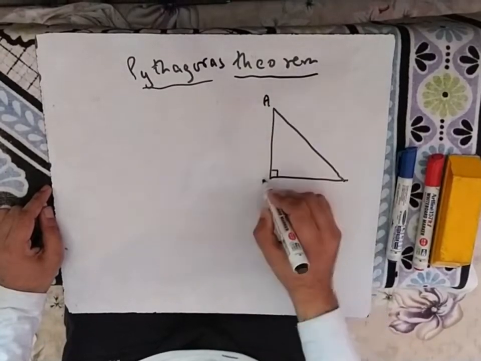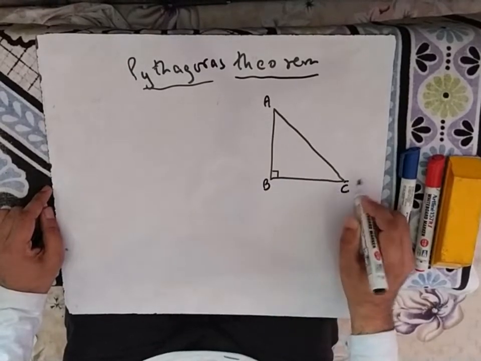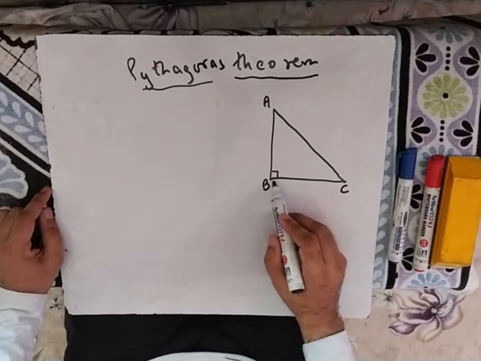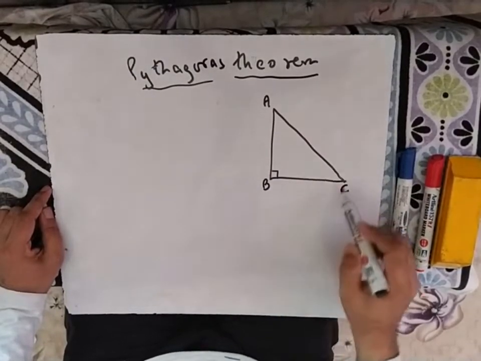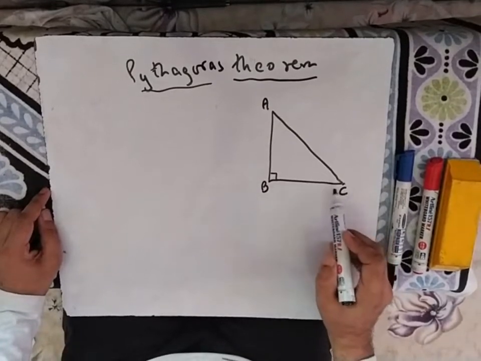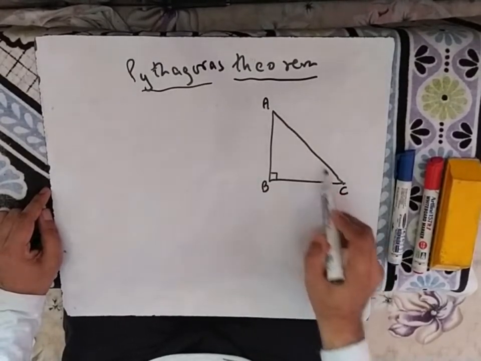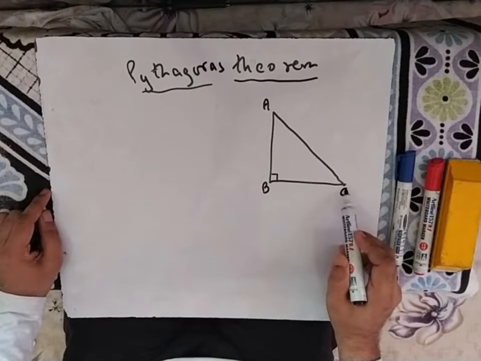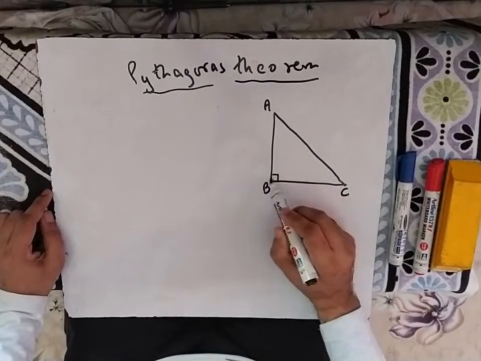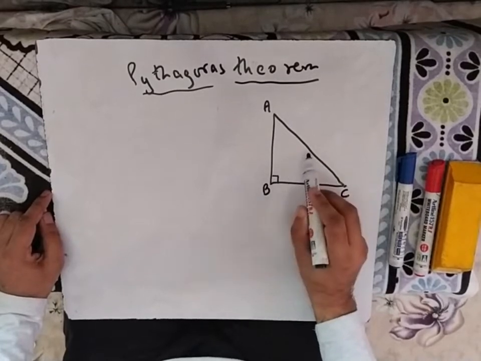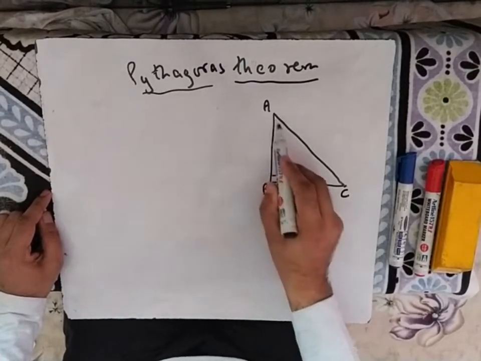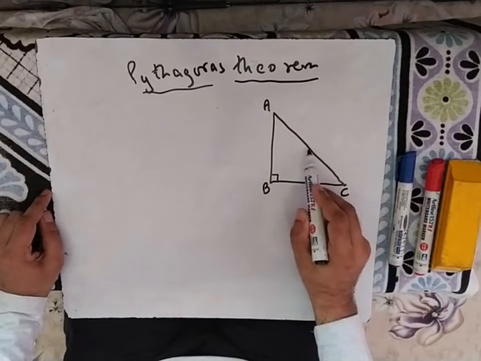Here I have drawn one right angle triangle ABC where angle B is the right angle. As you all know, in every right angle triangle there is one hypotenuse side. Here side AC is the hypotenuse side. Now how to identify the hypotenuse side? The side opposite to the right angle is called as the hypotenuse. Now here angle B is the right angle, so AC will be called as the hypotenuse.